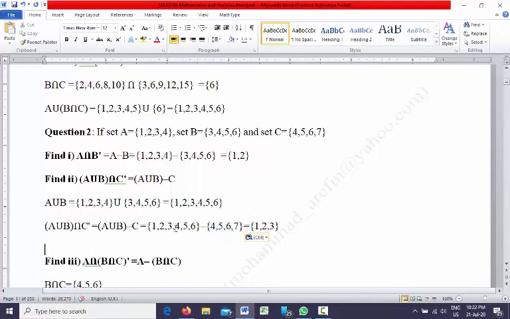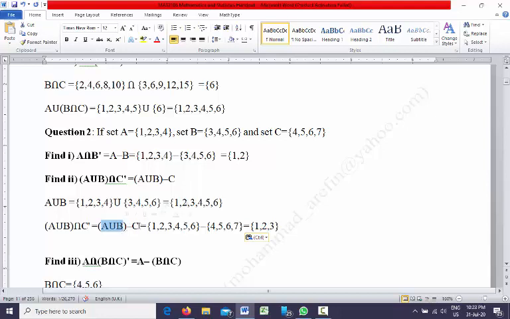So we can see that 4 5 6 is also available in C. This is C. From this one we got 4 5 6, and here we also have 4 5 6. So this 4 5 6 needs to be removed, because it is also there in C. So we will have only 1 2 3 in this one. 1 2 3. I'm saying again, from this one we will remove any elements of C.